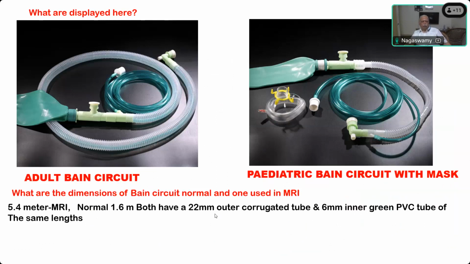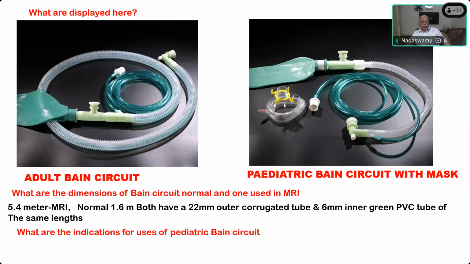Both have a 22 mm outer corrugated tube and a 6 mm inner green PVC tube. You can see this inner green PVC tube going up to the patient end. That is why the fresh gas flow goes up to this, so the apparatus gets dead space only beyond this. That is the reason why it is a very advantageous circuit. The fresh gas comes from here and goes like this. The inner tube is a 6 mm diameter green PVC tube, and these are 22 mm connections. The normal length for anesthesia used in the OT is 1.6 meters, whereas the MRI suite Bain circuit will be 5.4 meters, so that it can be well away from the MRI 50 gauss line, the so-called 50 gauss line.